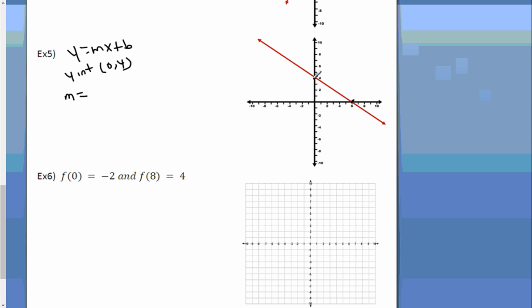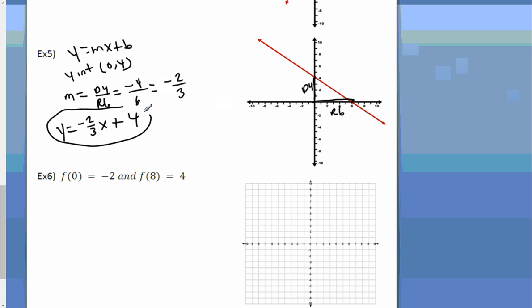Well, let's start from the left-hand point. I go down 4, and I go right 6. So down 4, right 6. Down is negative, so negative 4. Right is positive, so that's positive 6. And be careful, don't write negative 4, 6. That could be simplified to negative 2/3. So I write my equation, y equals negative 2/3 x plus, what's the y-intercept? 4. And there's my equation.